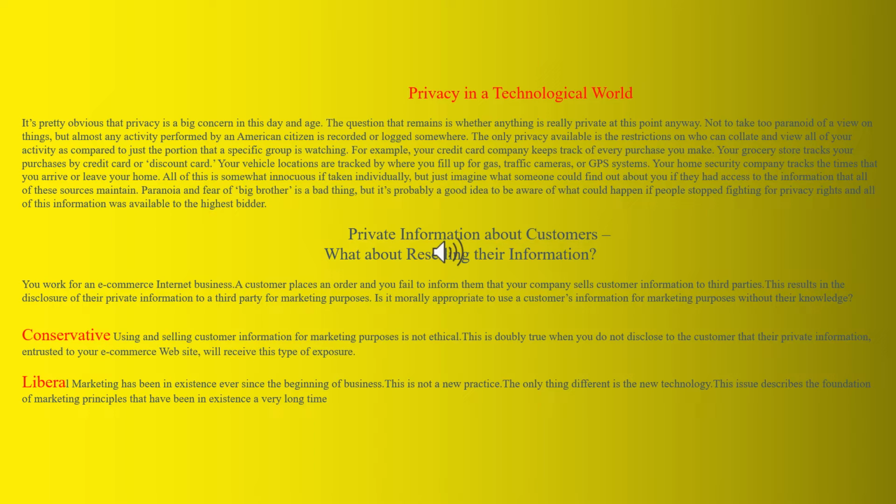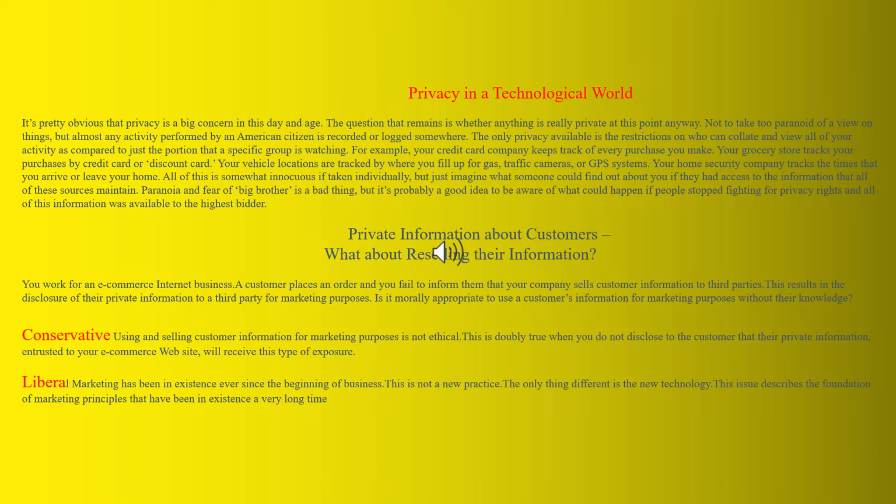Paranoia and fear of Big Brother is a bad thing, but it's probably a good idea to be aware of what could happen if people stop fighting for privacy rights and all of this information was available to the highest bidder.